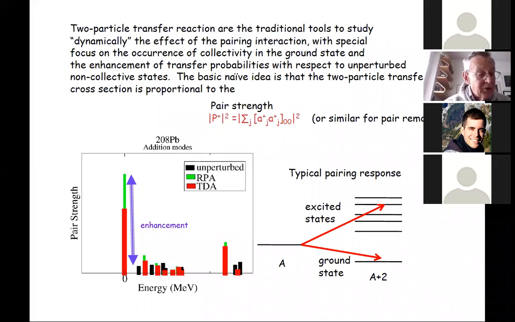From a connection between reaction and theory, the basic idea is that the two-particle transfer probabilities are somehow proportional, or at least dependent on the pair strength, and the pair strength is nothing but the square of the matrix element of the pairing operator between our A system and the A+2 or A-2 system.